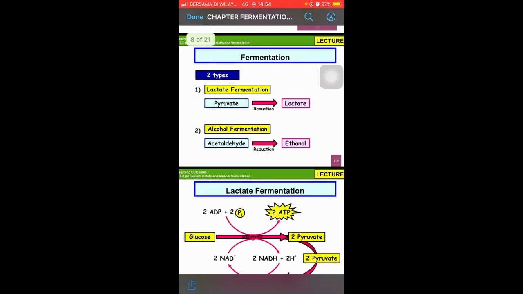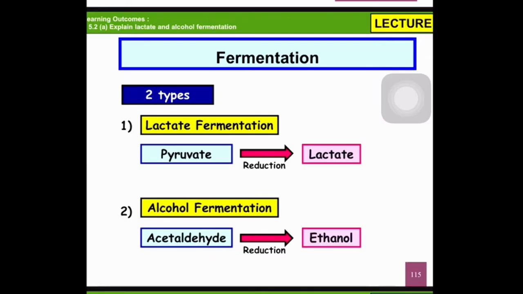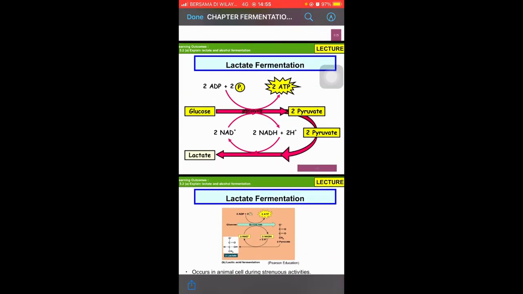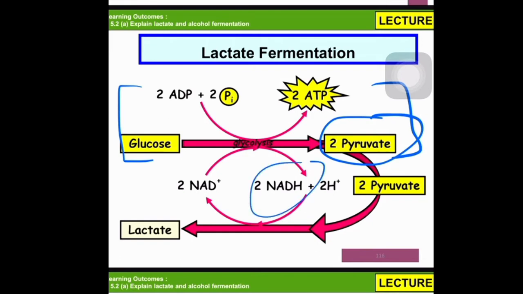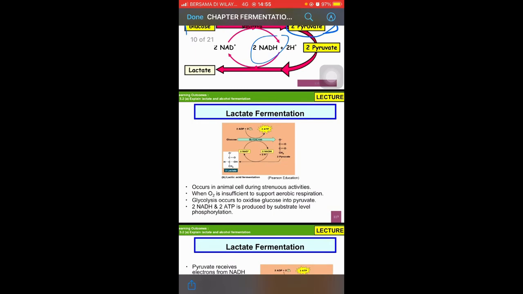Okay, two types of fermentation. Satu ialah lactate fermentation, iaitu pyruvate direduce menjadi lactate. Yang kedua, alcohol fermentation, acetaldehyde direduce menjadi ethanol. Okay, so kita sekarang masuk dekat lactate fermentation. Ni glycolysis tadi, glycolysis. So dua pyruvate yang ni dia lah yang akan direduce untuk menjadi lactate dengan adanya dua NADH.